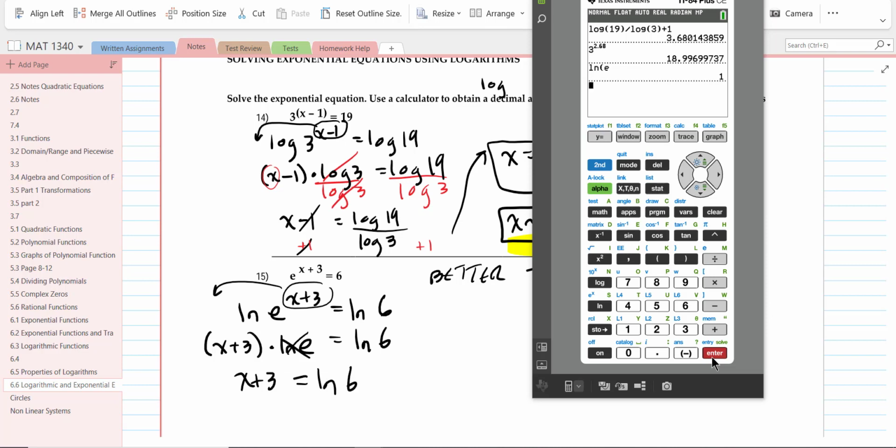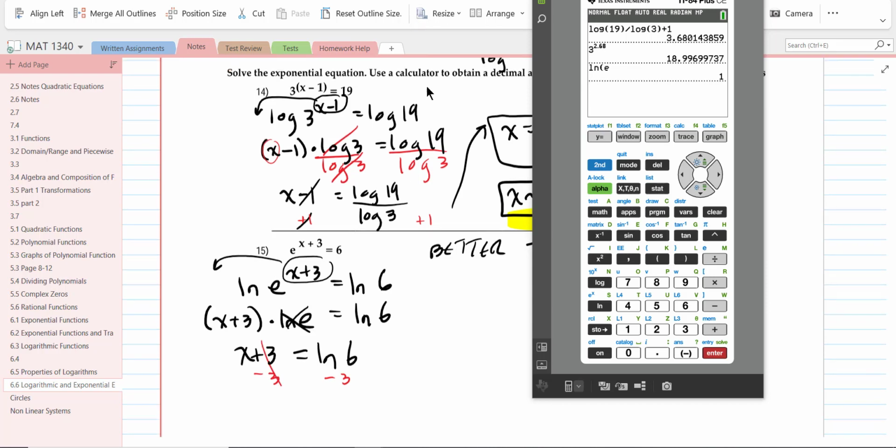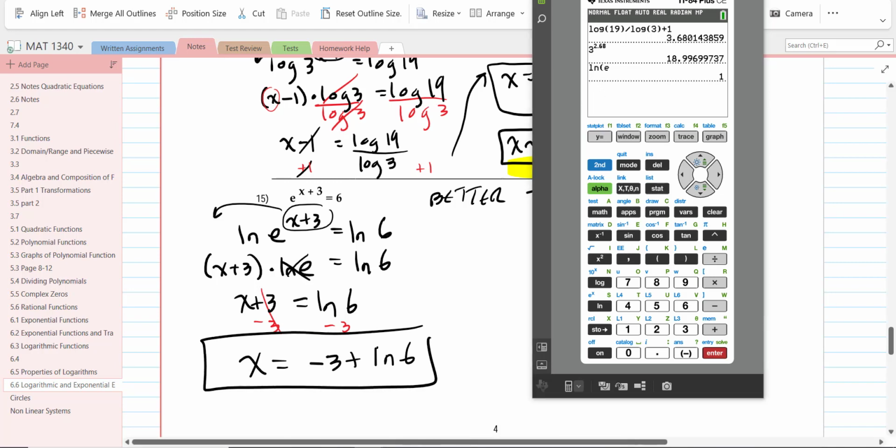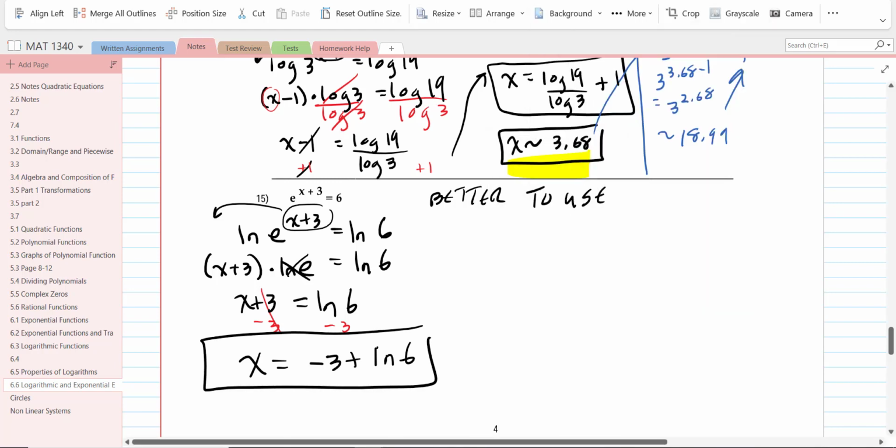Okay, one last step and I'm done. What do I do to both sides to get x by itself now? How do I get rid of plus 3? Subtract 3, right? So I'm going to subtract 3. So I've got x equals, and you're better off to write this as negative 3 plus ln 6 like that. That is your exact answer to that problem. We're going to go to the calculator and get an approximate answer to it.